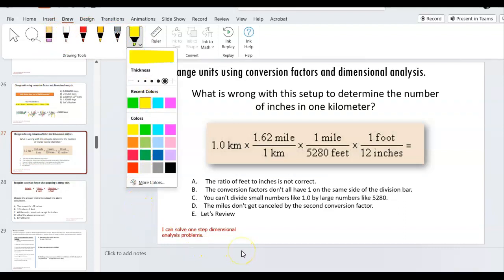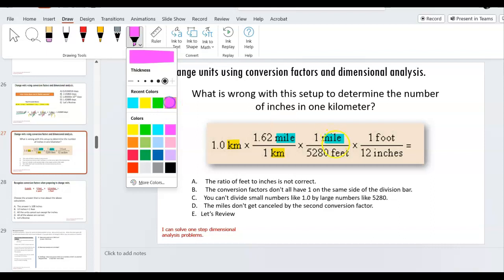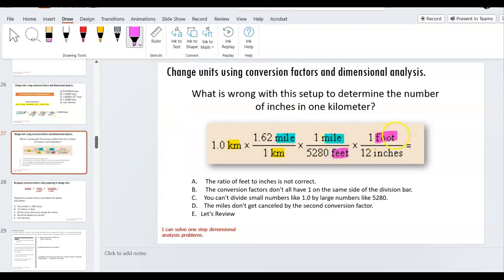If I take a look here with my units, the kilometers are canceling out. But then if I take a look at the rest, I have miles and miles on the top and nothing on the bottom. So that would be miles squared. The feet do cancel out. So we have feet and feet here. But then inches at the bottom don't. So my answer is going to be miles squared per inch.